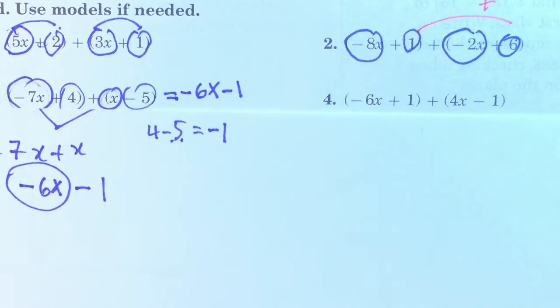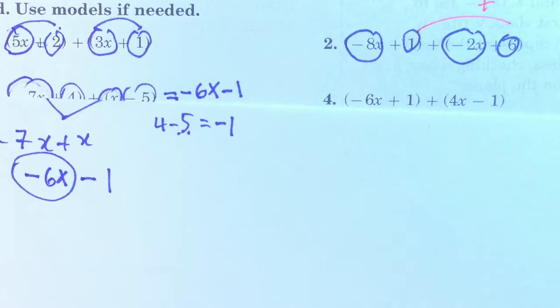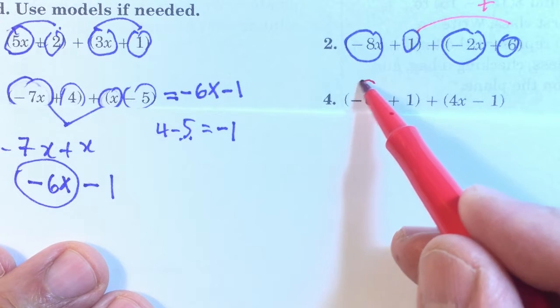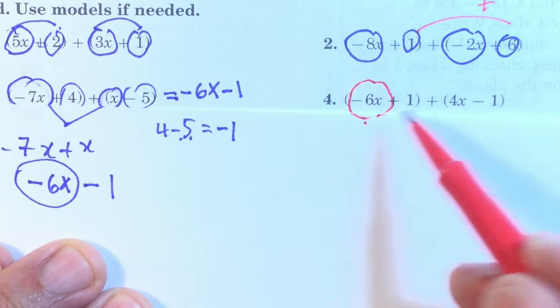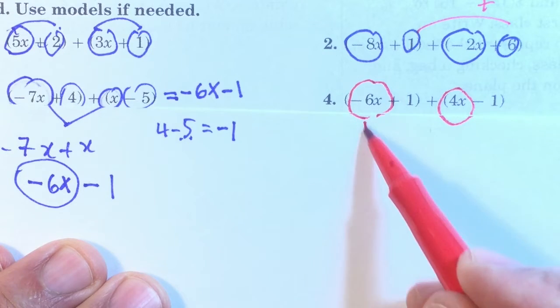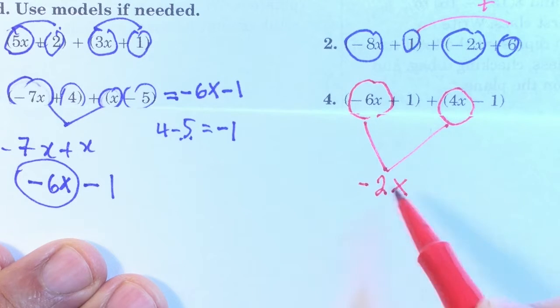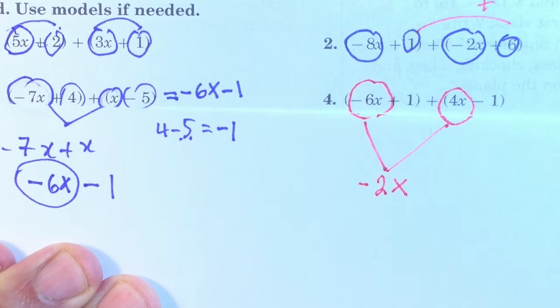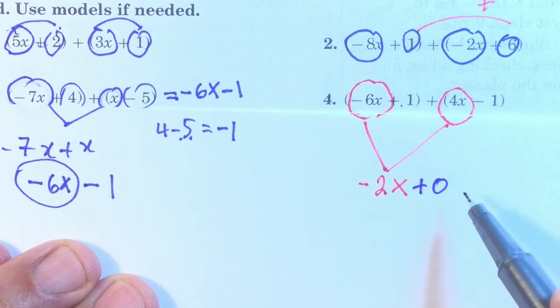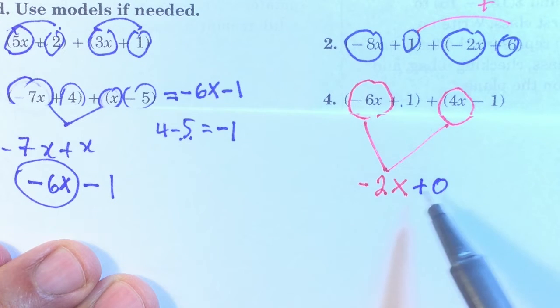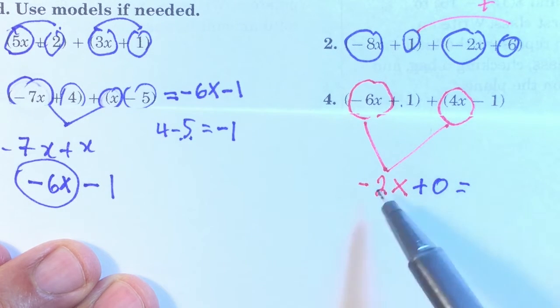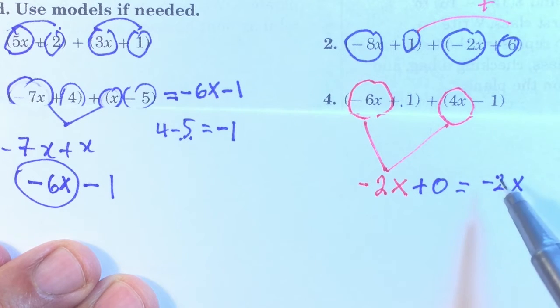In number 4, we're going to do the same thing, meaning we're going to combine the x's first. This is going to be my first term in x, the second term in x. So we're going to combine these two, and negative 6x plus 4x is negative 2x. Let's combine the constants now. 1 and negative 1, meaning 1 minus 1, is 0. So my final answer for this one is going to be negative 2x, because the 0 doesn't count. Negative 2x is my simplified answer for number 4.